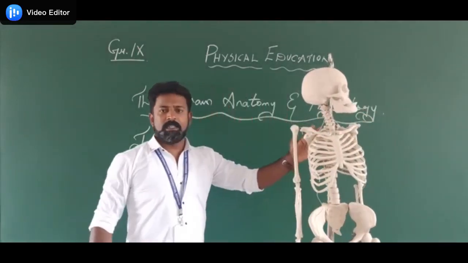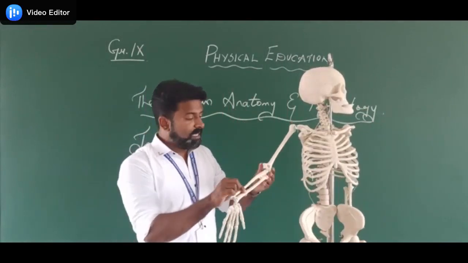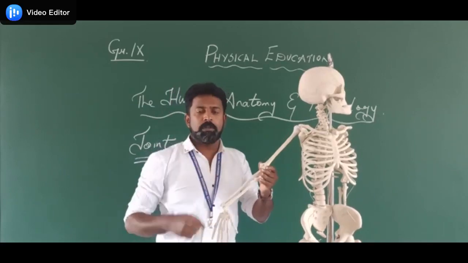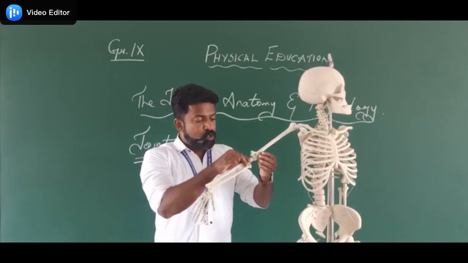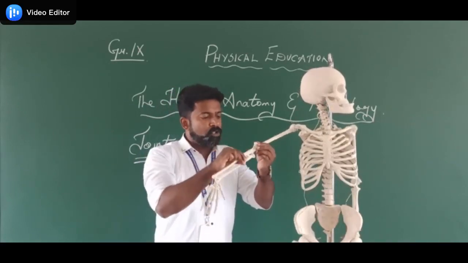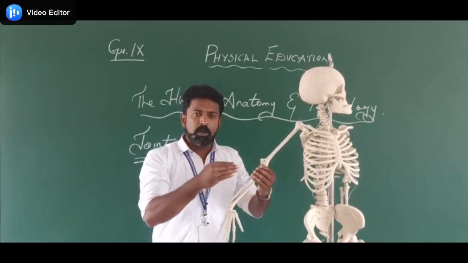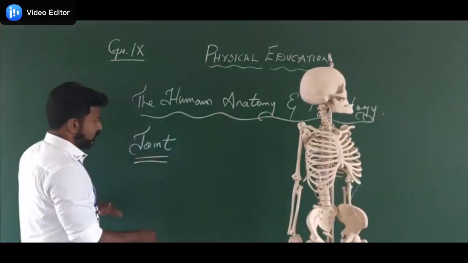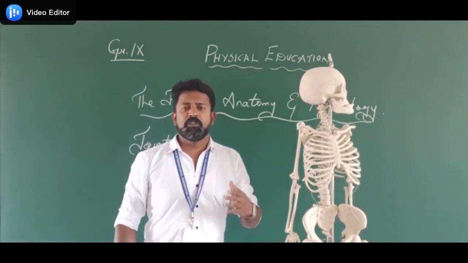Yes, here is my friend Mr. Skelly. So you can see this is an elbow. This is the humerus bone, and this is the ulna and radius, where these bones meet to form a joint. So two bones meeting to form a joint is called a joint. We have many types of joints.